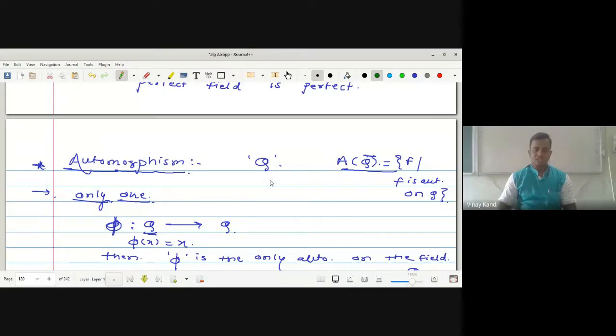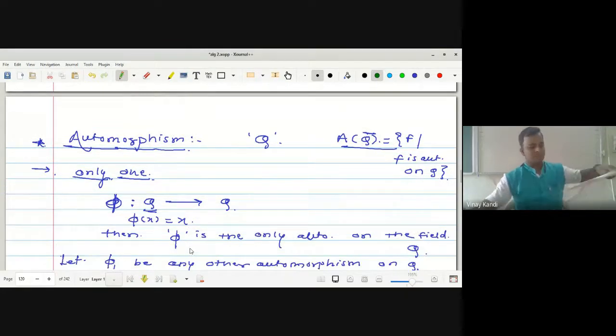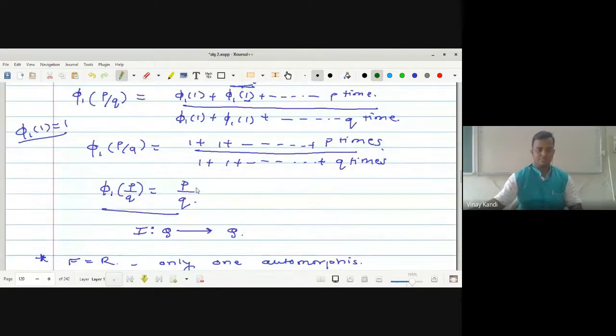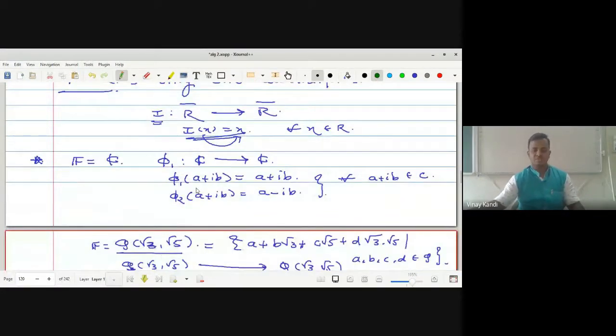On the field of rational numbers, we define only one automorphism, which is the identity mapping, phi of x is equal to x. And on the set of real numbers, we also define only one automorphism, the identity mapping. But on the set of complex numbers, we define two automorphisms. That is, phi 1 of a plus ib is equal to a plus ib, which is the identity mapping, and phi 2 of a plus ib is equal to a minus ib.